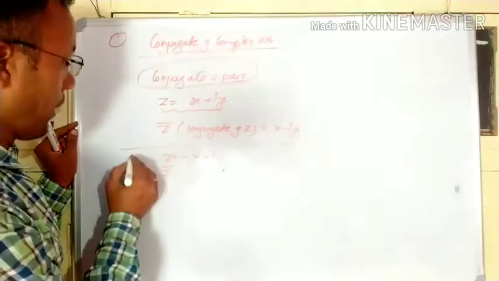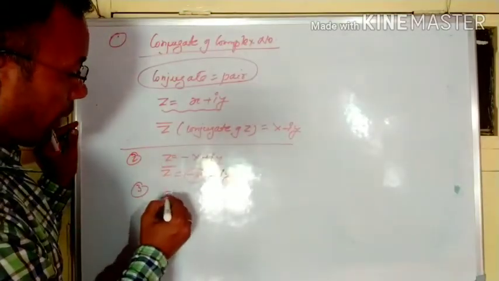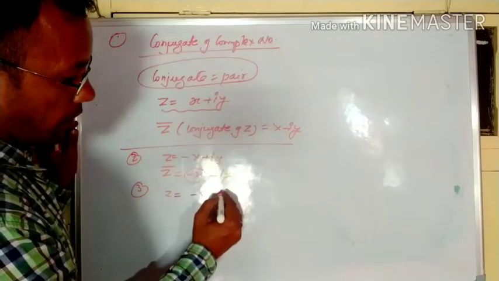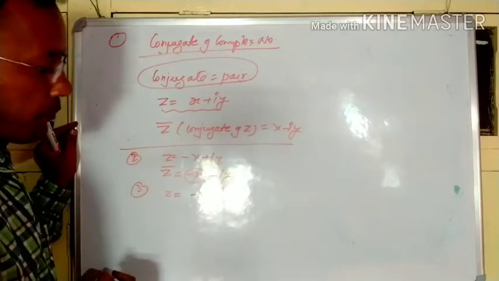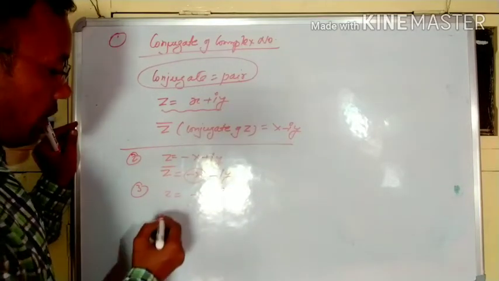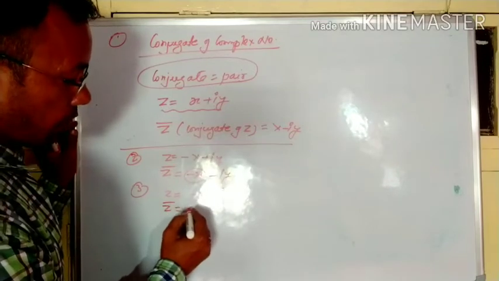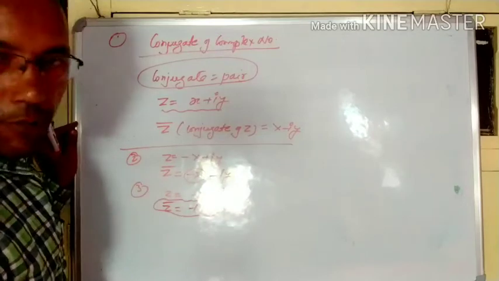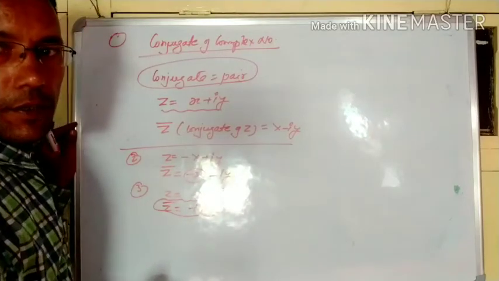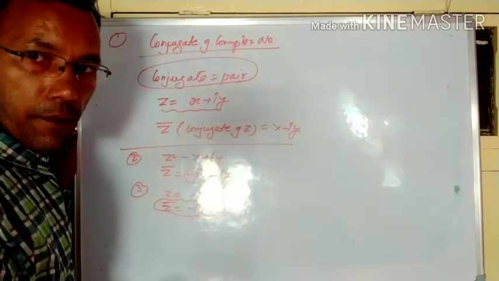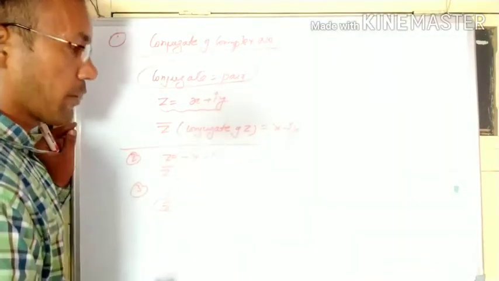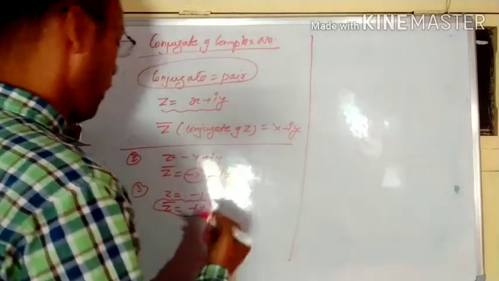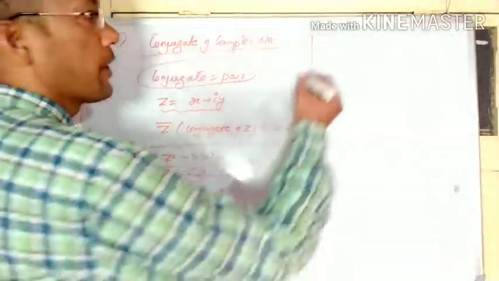For the third example, we have z equal to minus 1 minus iota. Then the conjugate of z is equal to minus 1 plus iota. That is called the conjugate of z, the pair of this one, right? And the modulus of the numbers will remain the same. We will discuss modulus later on.